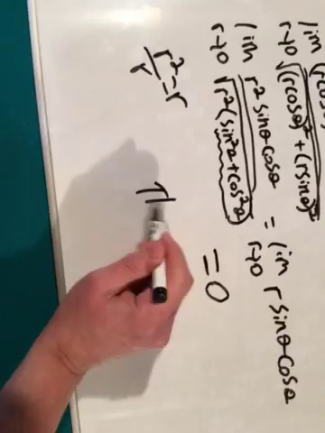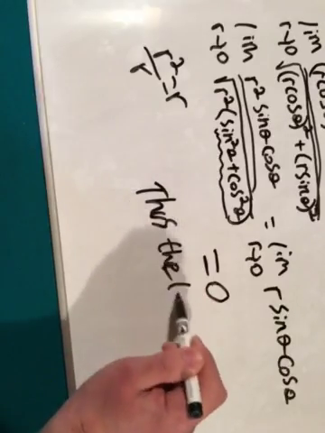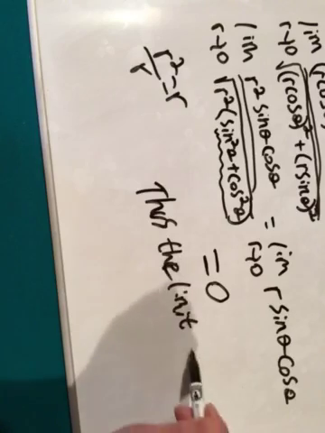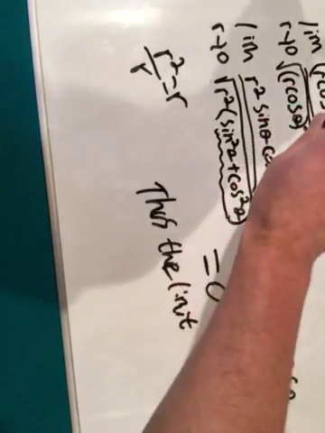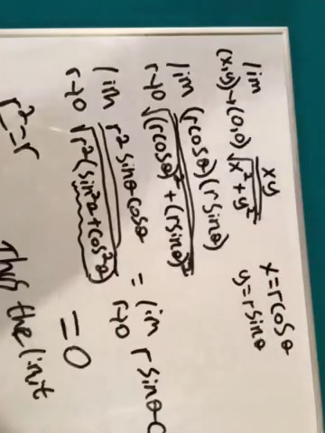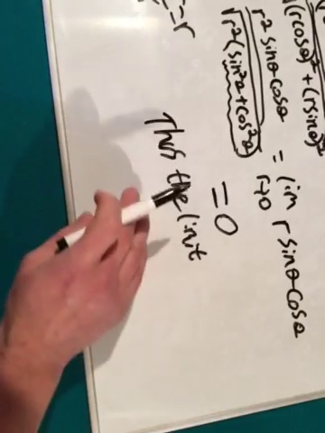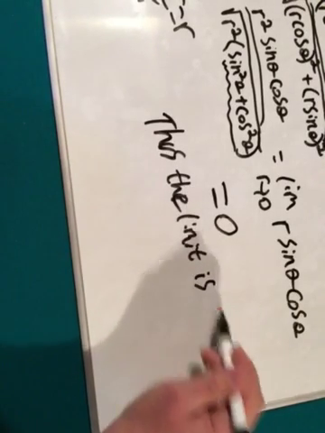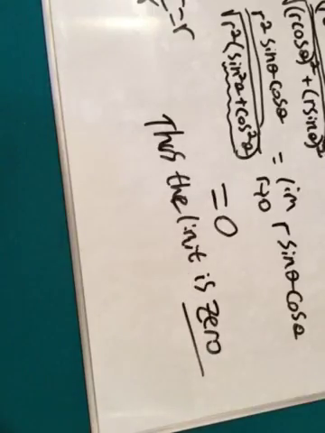So thus, the limit of our original function, as xy approaches 0, 0, of xy over the square root of x squared plus y squared, that is always, no matter what path you take, it is always 0. So thus, the limit is 0. Cool.